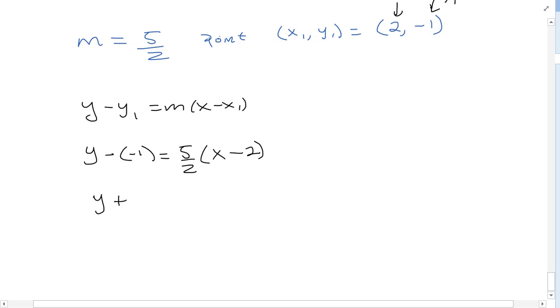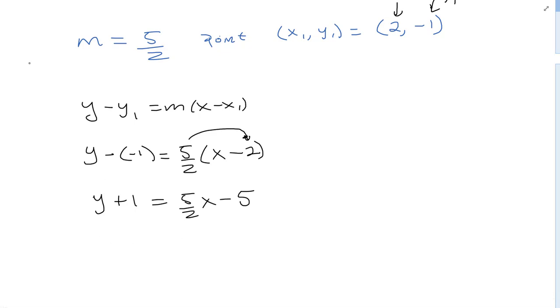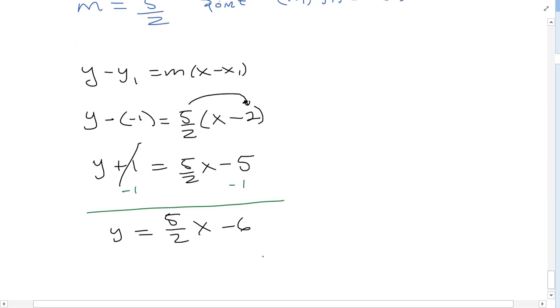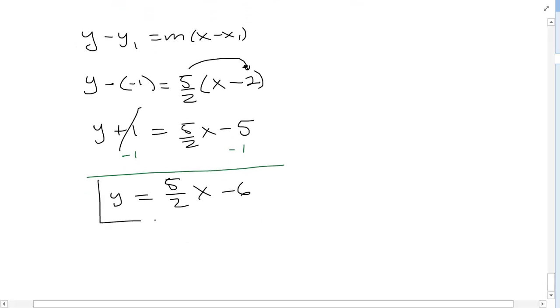So minus and minus becomes plus. Distribute the 5/2, so I get 5/2 x. And isn't this nice? 5/2 times a minus 2, since you're multiplying, the 2's are going to cancel out. So I'm just going to be left with 5. And to get the y all by itself, subtract 1 from both sides. So I'll have y equals, those cancel, 5/2 x minus 6. And that will be the equation of the line.